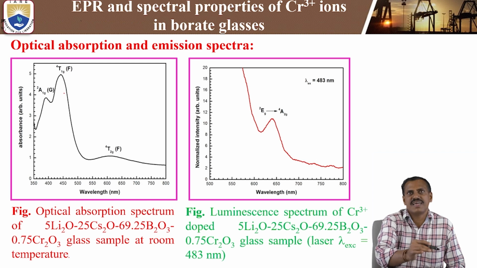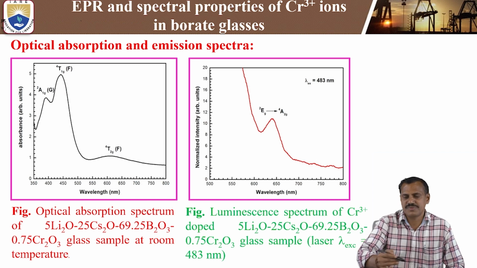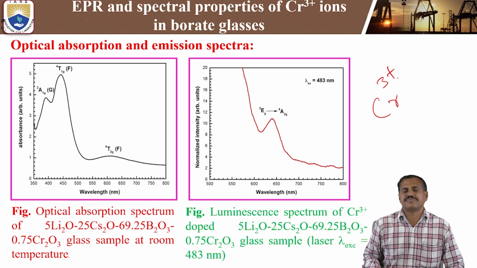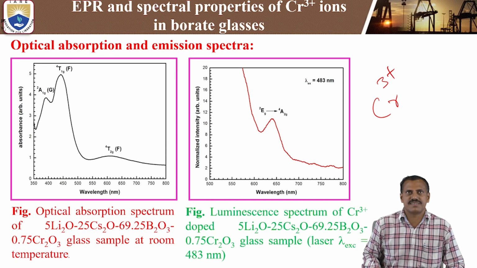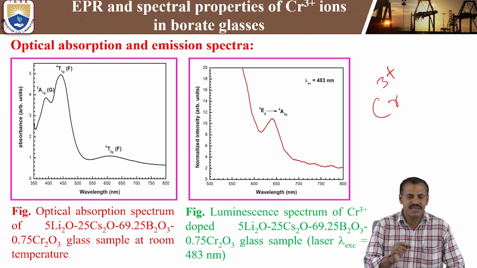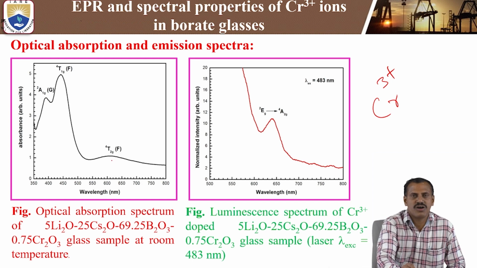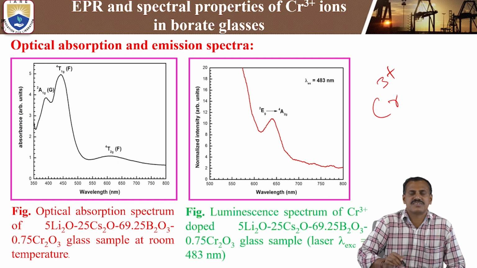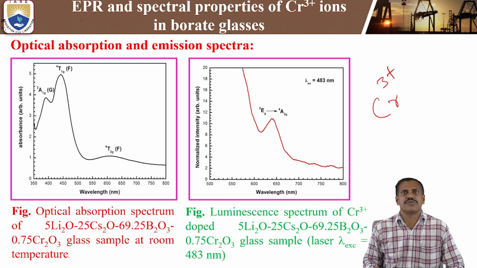These are the different energy level bands of the chromium 3+ ions, from the ground state to different levels. The first one is the doublet 2A1g G state. The other one is the quartet 4T1g of F state. Next, the other small broad peak is the quartet 4T2g of F. So these are the absorption peaks of the chromium 3+ doped borate glasses.